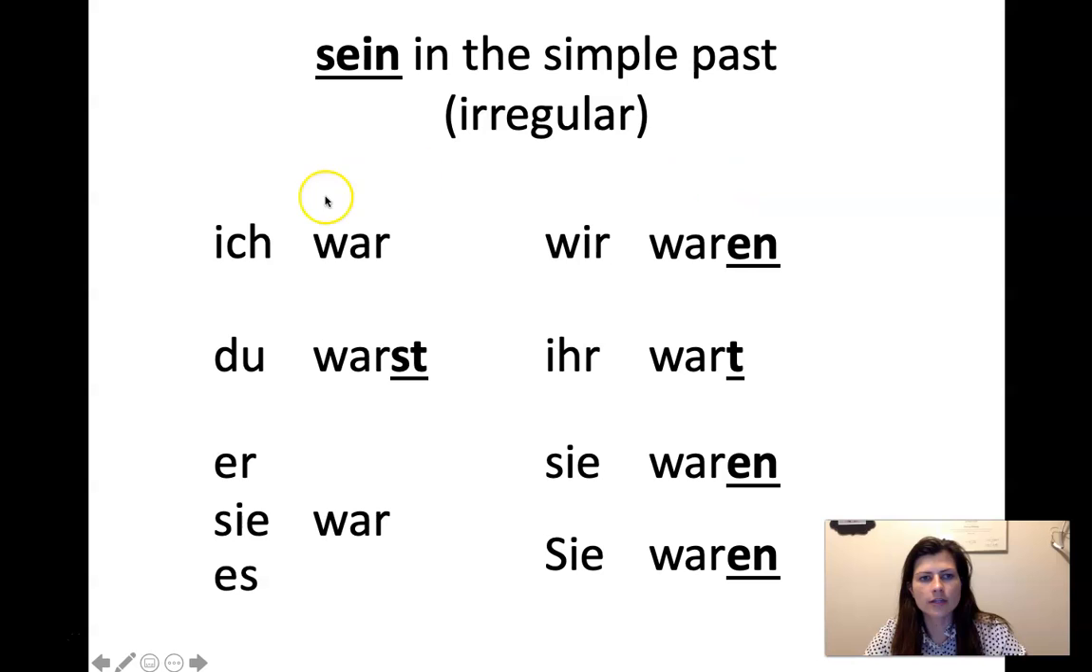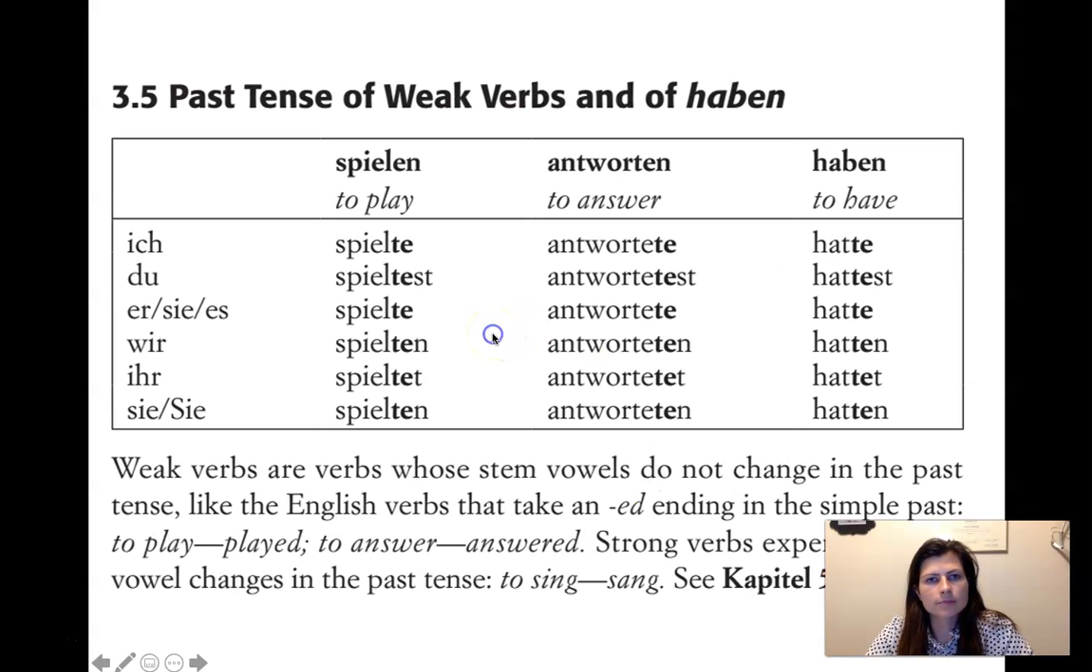So you see the ich and the er, sie, es, they don't have any endings. It's like a naked ending. But then the others get endings. It has this base form of war, and then the du gets the st ending you might expect. That's actually the same as present tense. And they get these endings that you already know from the present tense, but the other ones have different endings. But just for sein, it's best to memorize it because it's irregular. Ich war, I was.